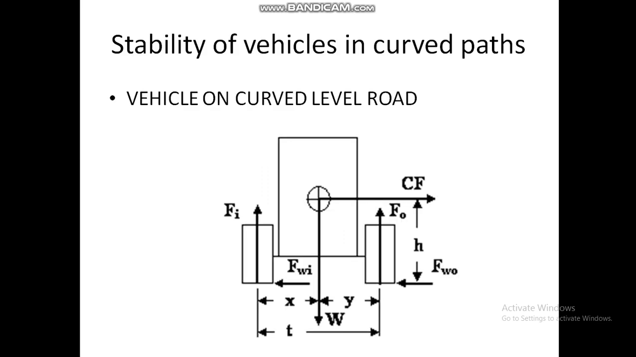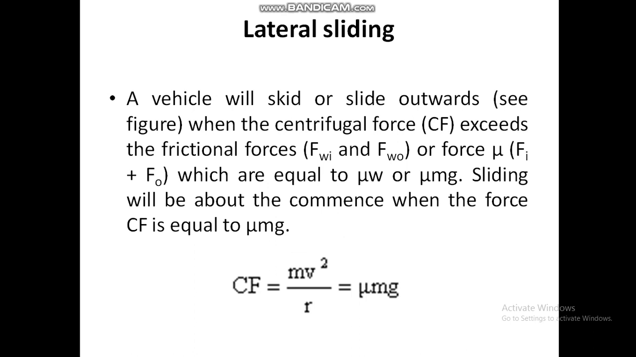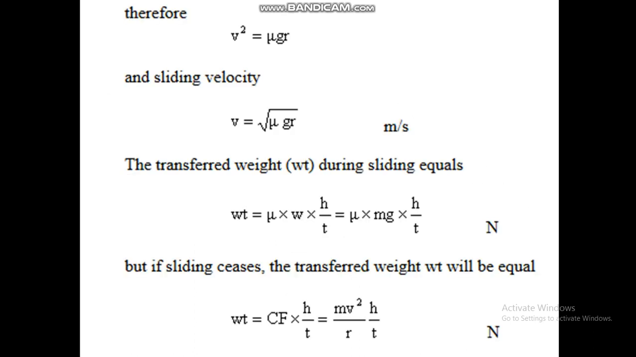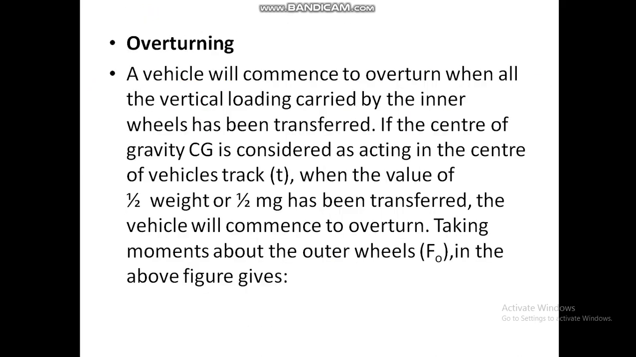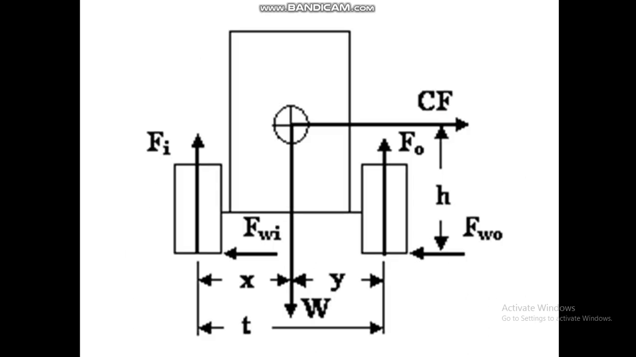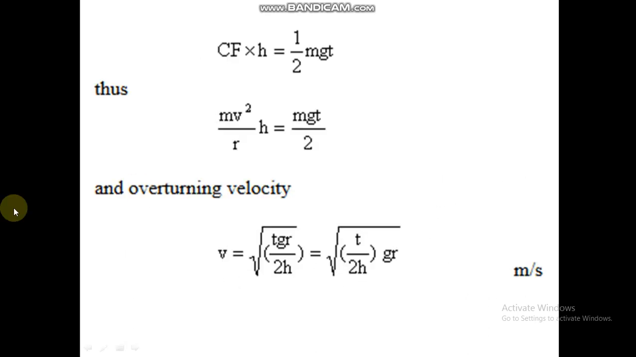In the previous two parts, we have discussed lateral sliding, the lateral sliding velocity, that is V is equal to under root mu into GR, lateral sliding and impact, and overturning of the vehicle. We have derived the formula for overturning velocity, V is equal to under root TGR upon 2h meter per second.